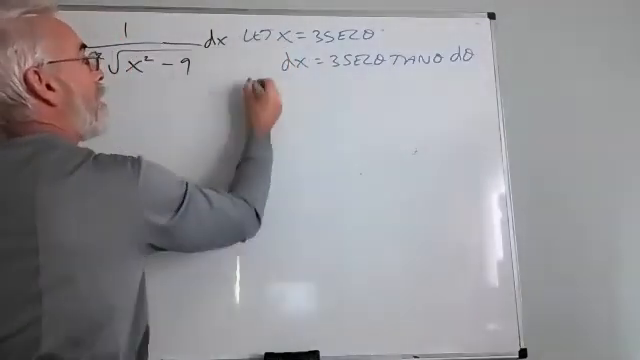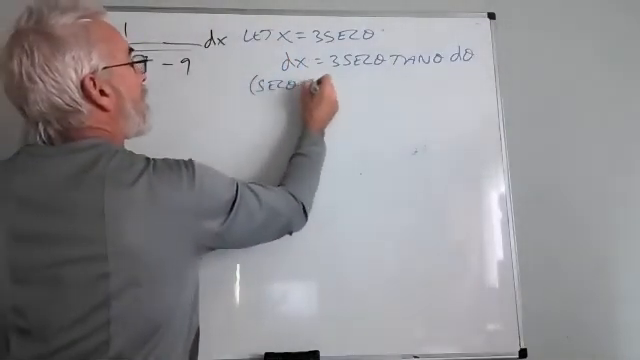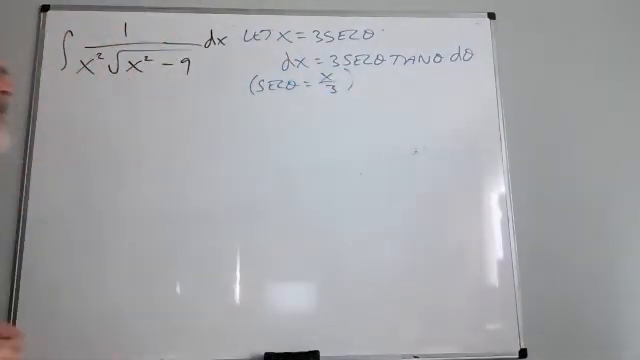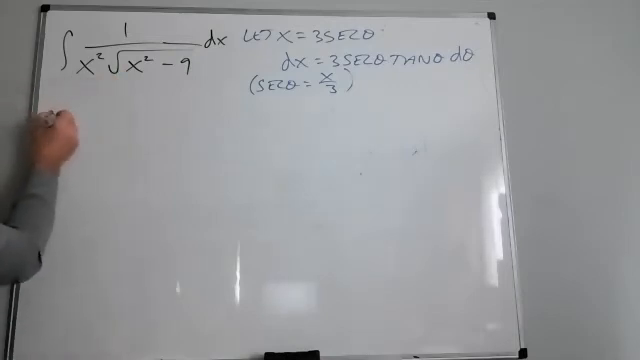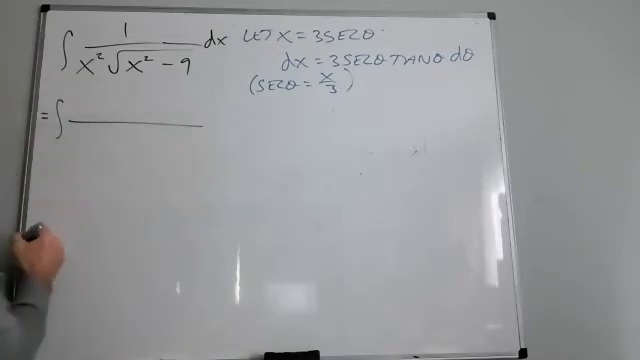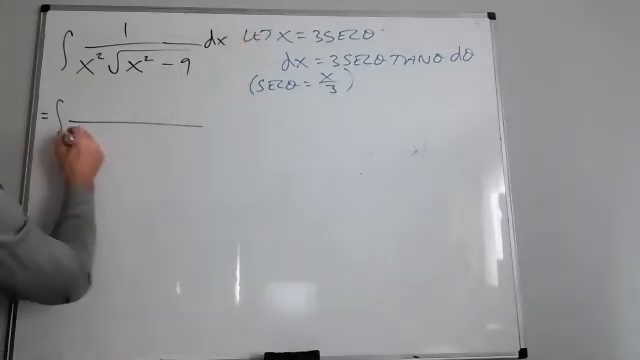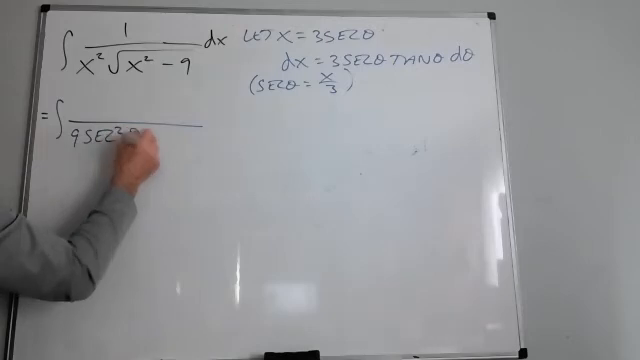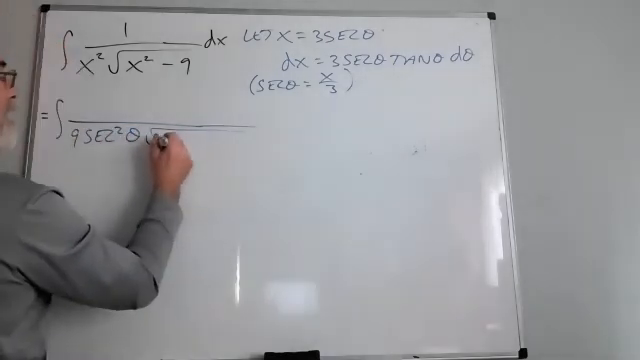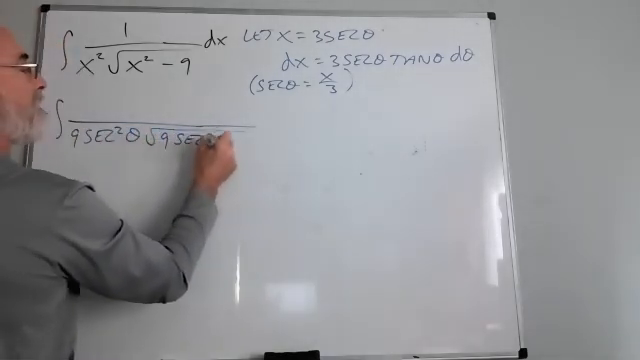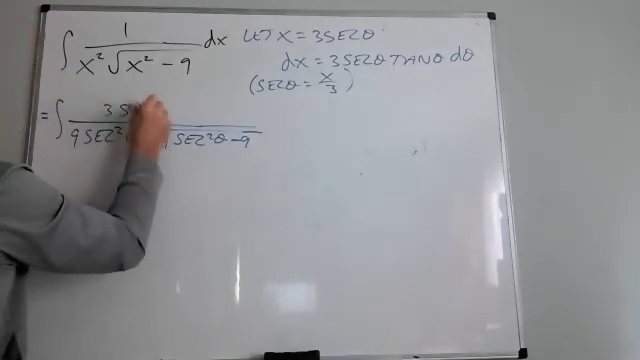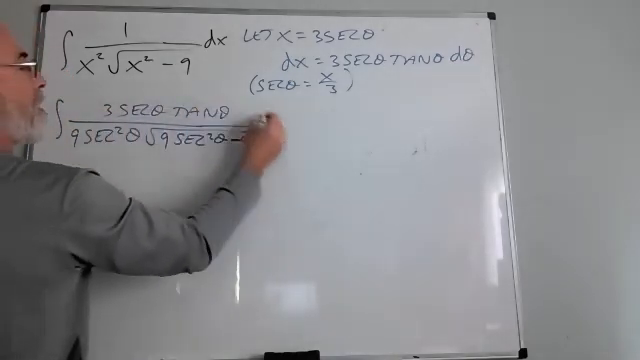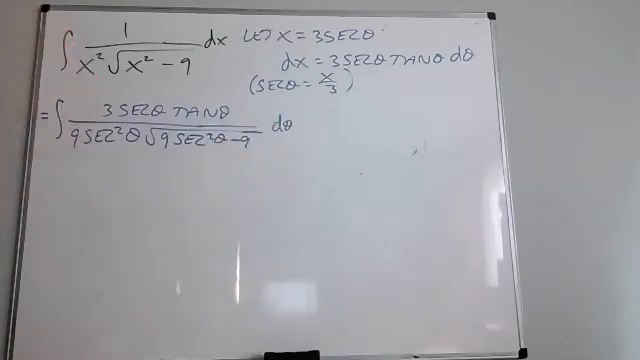And like before, that gives us secant theta equals x over 3. And that's the key to drawing the correct triangle. So when I make this particular substitution, this one looks like it might be a little bit busier than the others. My denominator will be the square of x, so 9 secant squared theta, square root of 9 secant squared theta minus 9. And on the top, I'll have 3 secant theta tan theta, all integrated with respect to theta.